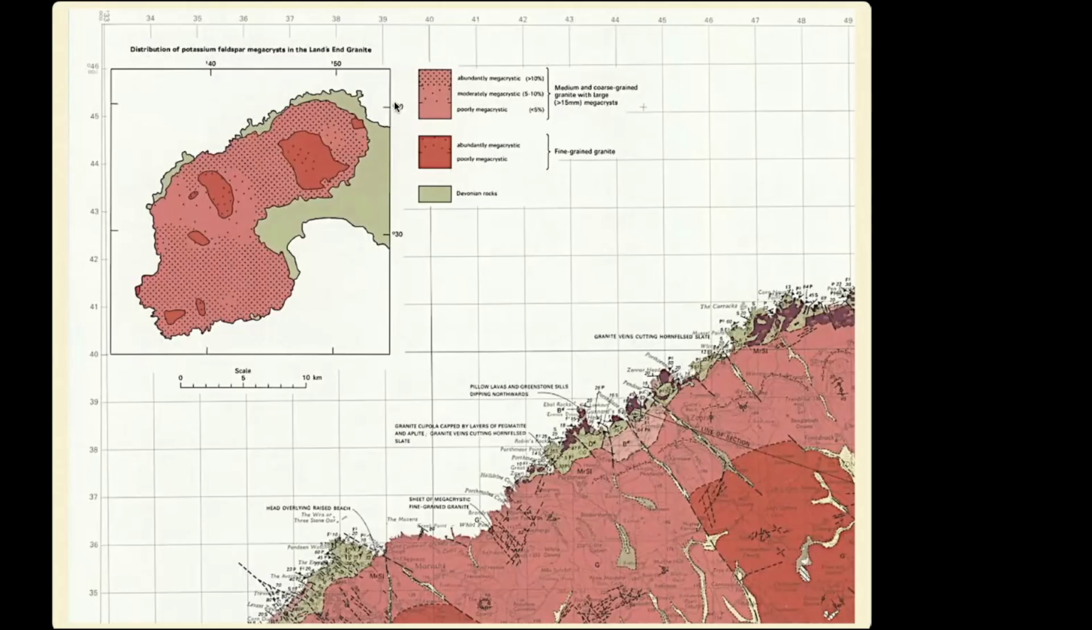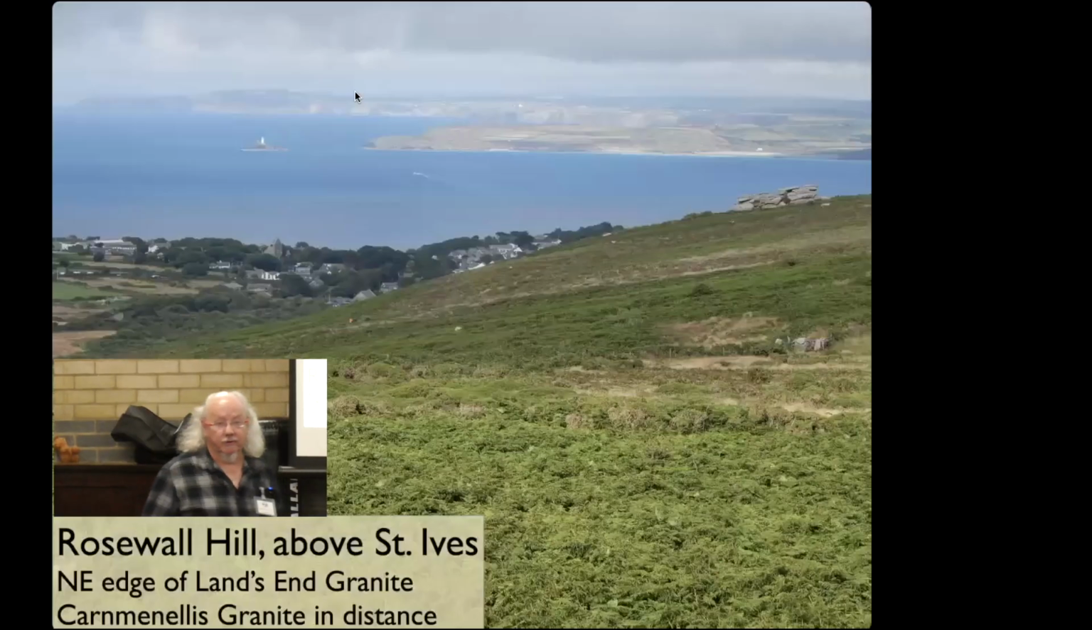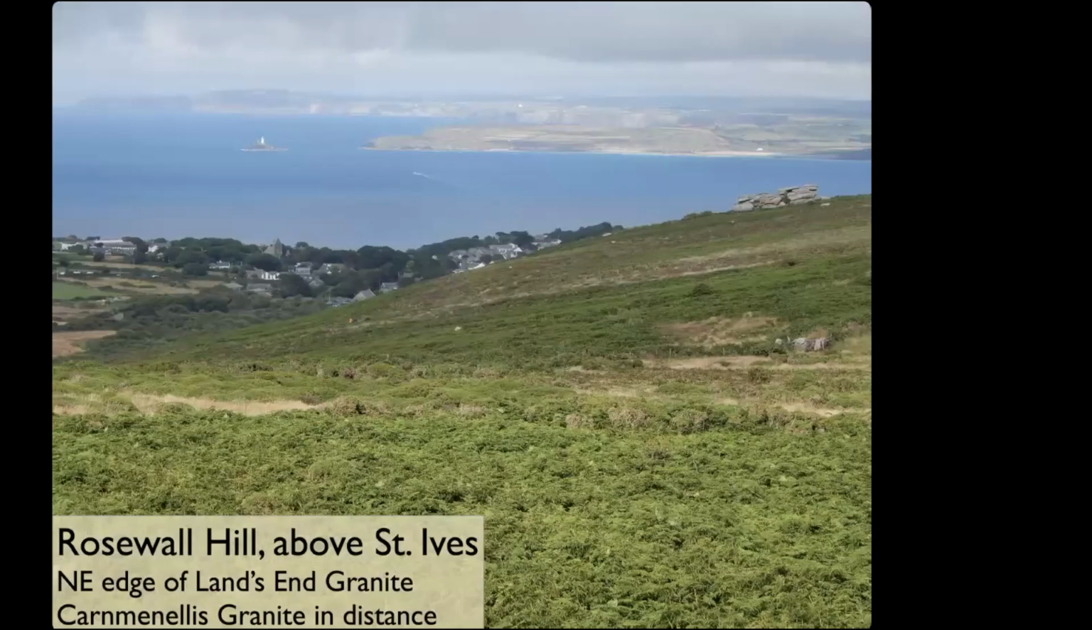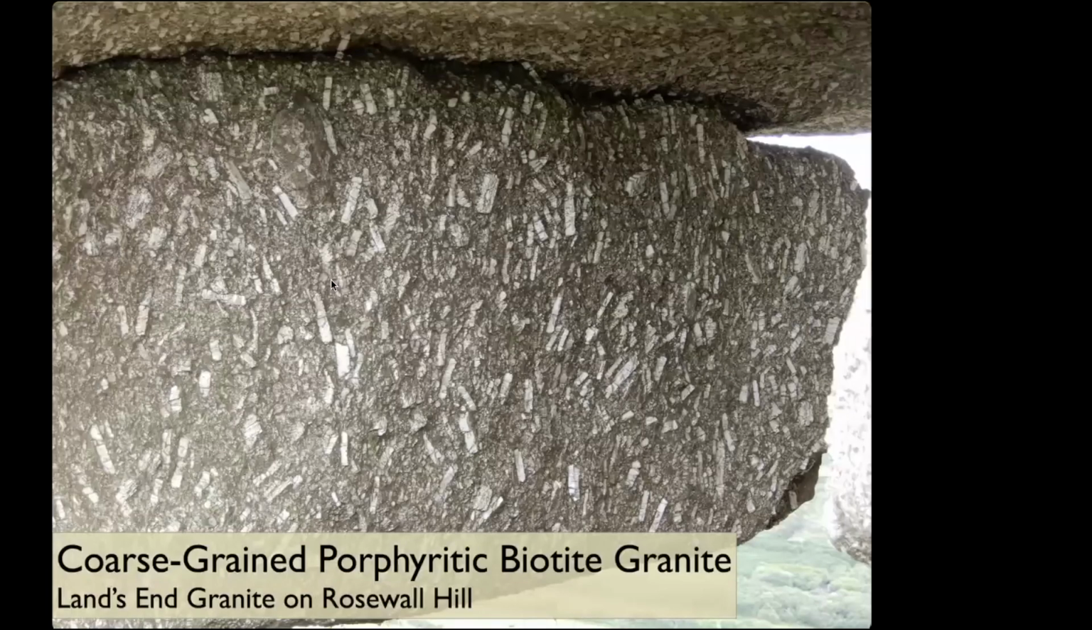Now, we're going to start off just by looking at this point up here, which is Rosewall Hill, which is above St Ives. So that's St Ives down there. And in the distance, that hill over there, that's the Carmenellis granite in the distance. And the reason we've come up to Rosewall Hill is that we're on the basic part of the Land's End granite. It's coarse granite with lots of megacrysts. And there they are. Coarse granite, lots of megacrysts. And they're all aligned.